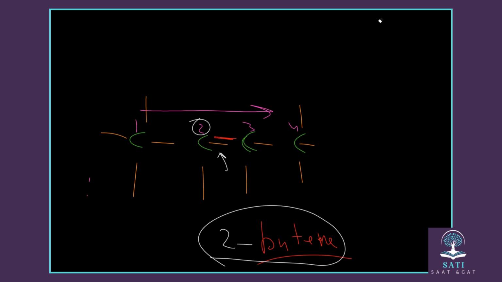We're going to take another example. If we have 1, 2, 3, 4, 5 carbon atoms, as we know, each one will have 4 bonds, right?